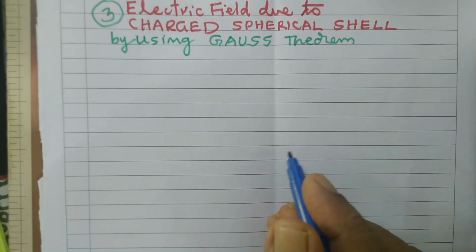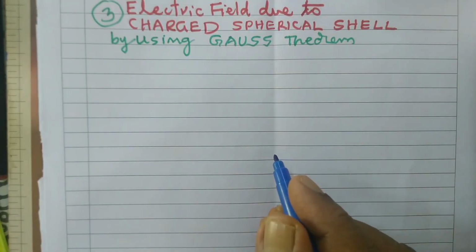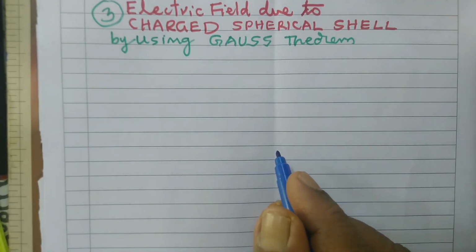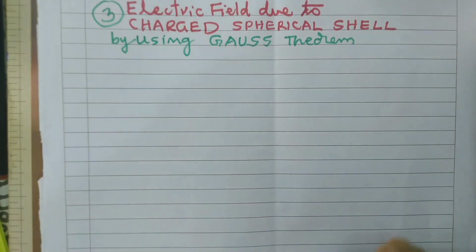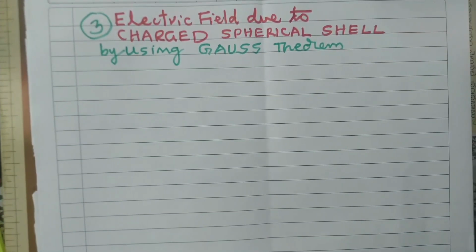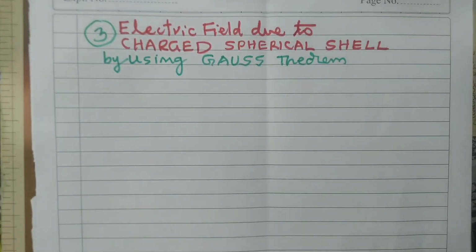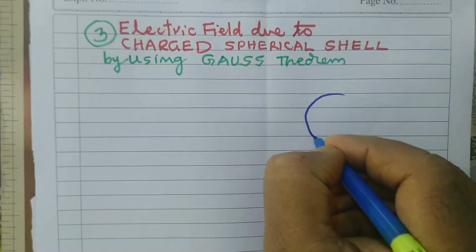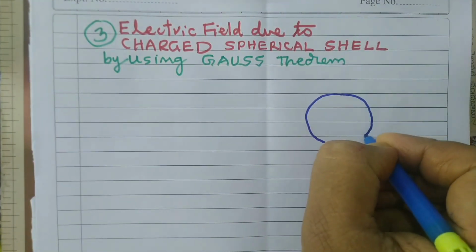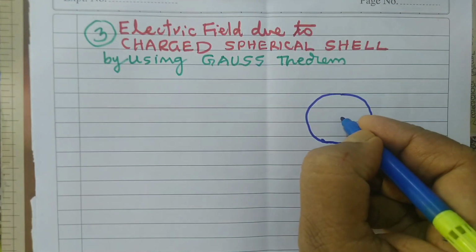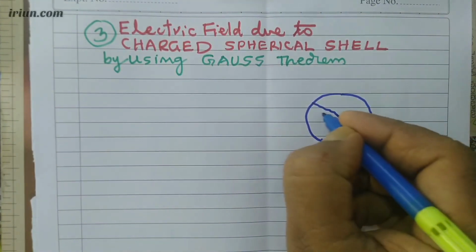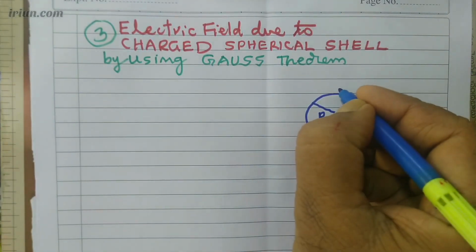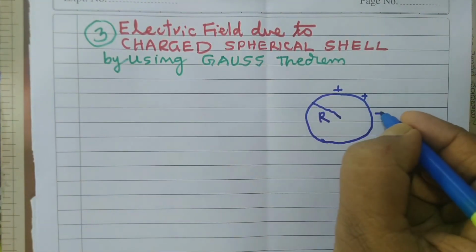Let us take up the topic: electric field due to a charged spherical shell, a uniformly charged spherical shell. This is the third case. Let me explain with the diagram, the introductory diagram first. Let us consider a hollow shell whose radius is capital R. The radius of this shell is capital R. It has a positive charge like this.